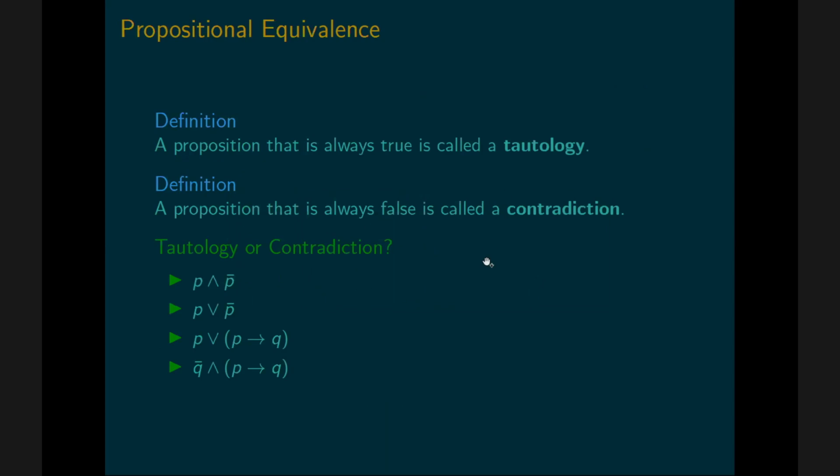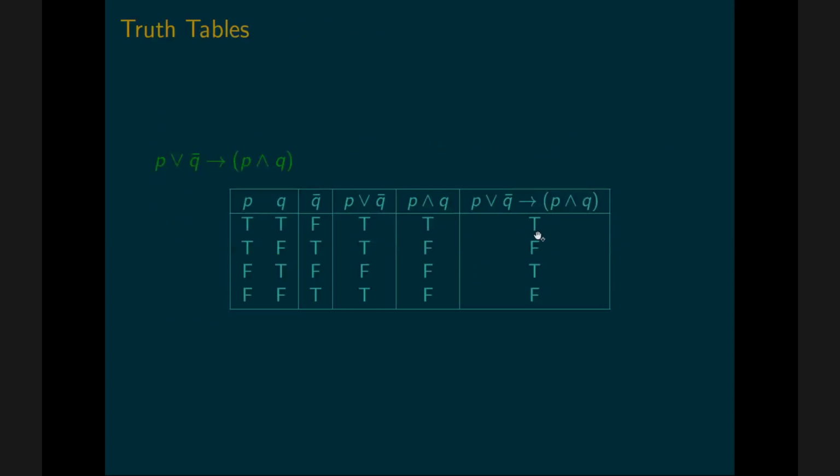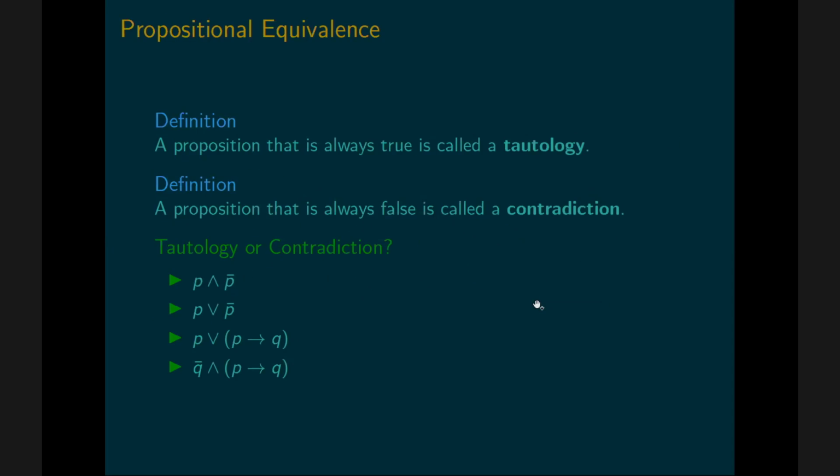Now, a proposition which is always true is called a tautology. And a proposition that is always false is called a contradiction. So the previous one is neither a tautology nor a contradiction, because sometimes it's false, sometimes it's true. So Baran, P and not P, is it a tautology or a contradiction?